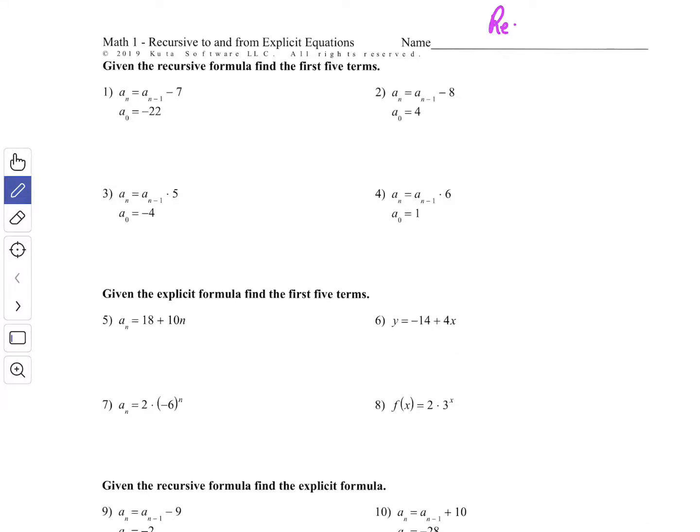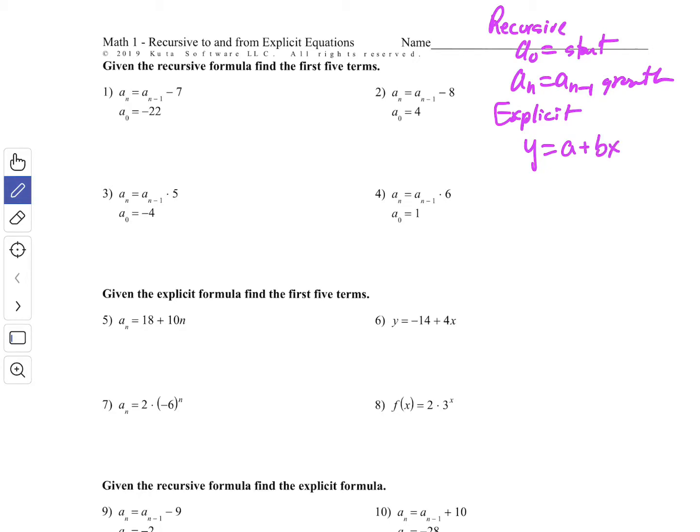So here we go, guys. We've learned about recursive equations, right? The a sub 0 equals, a sub n equals a sub n minus 1, our start, growth. We've also learned about explicit, how to use information to, y equals, for arithmetic, a plus bx, or for geometric, a times b to the x. Okay, now we're going to kind of use them.